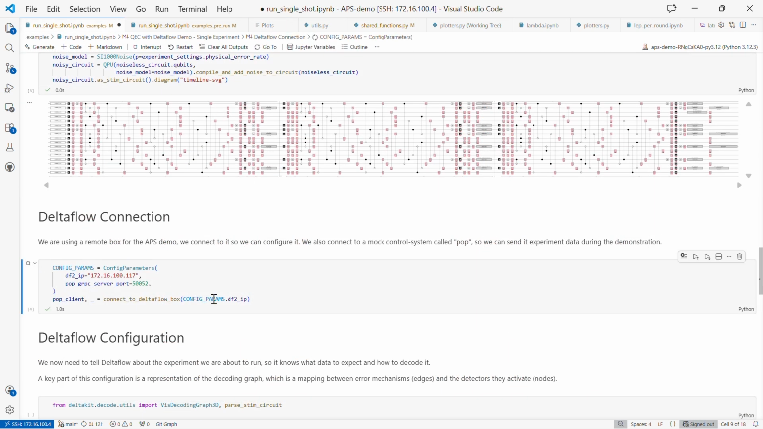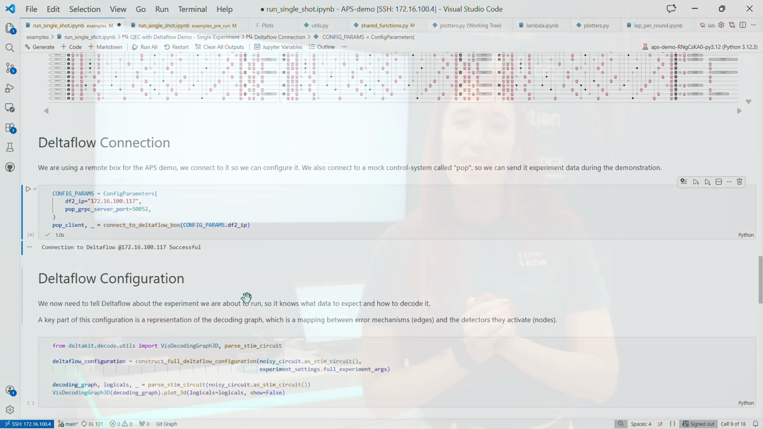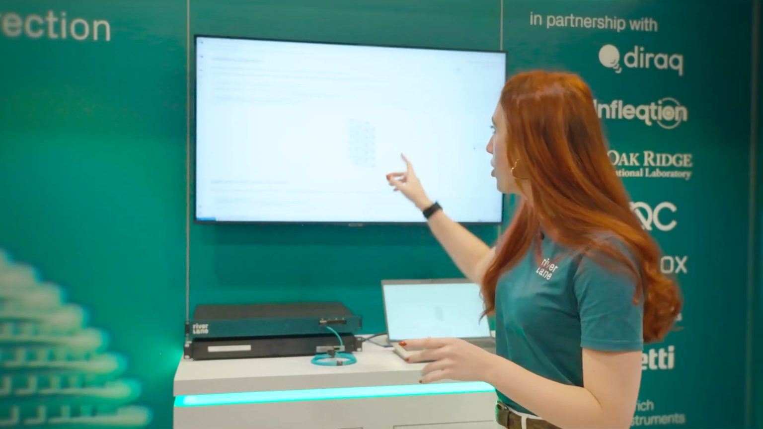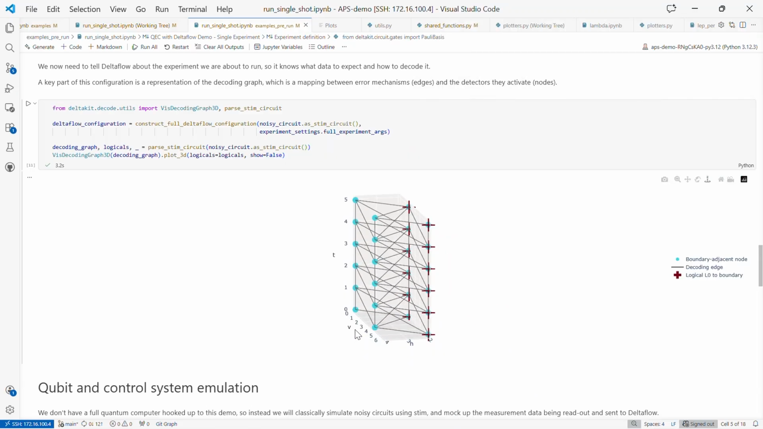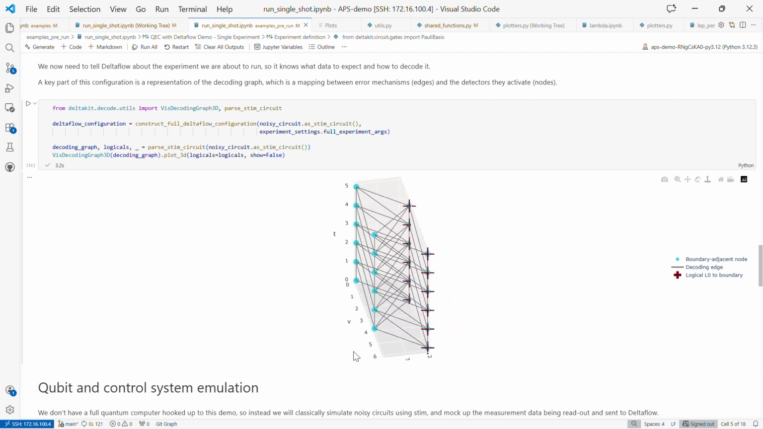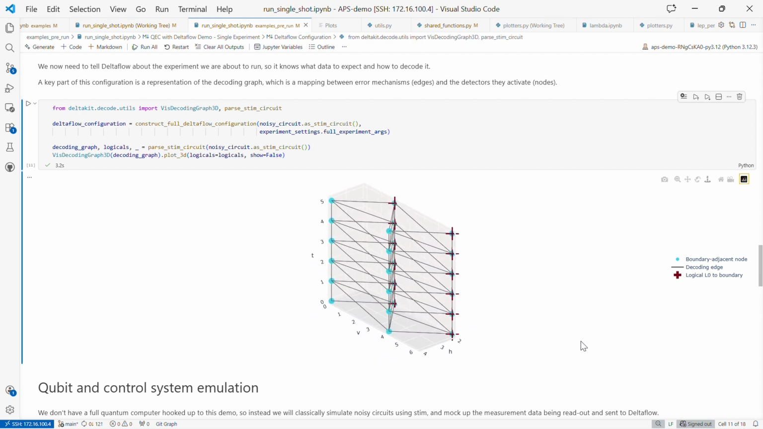Next, we need to connect to our real-time QEC system, Deltaflow. We need to tell Deltaflow about the experiment we're going to run so it knows what data to expect and how to decode it. A key part of this configuration is the decoding graph. The decoding graph tells us what the errors look like, represented by edges, and what checks will light up when we see those errors, which are the nodes.